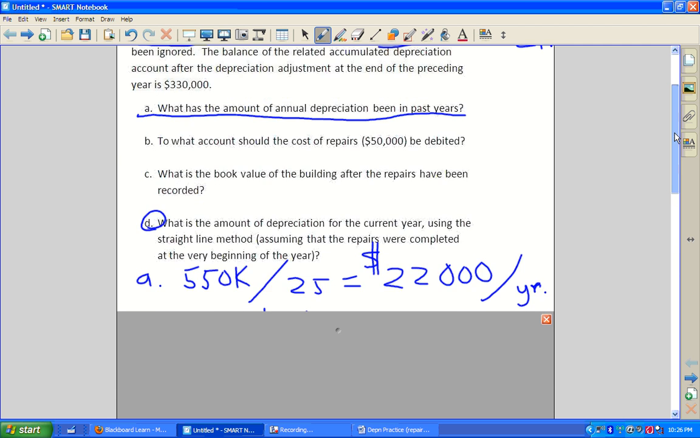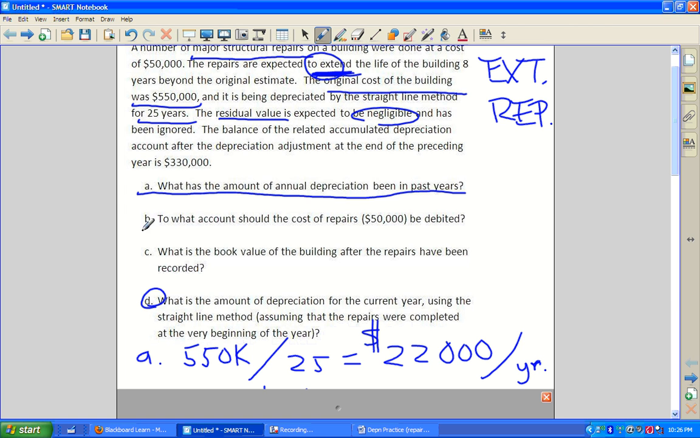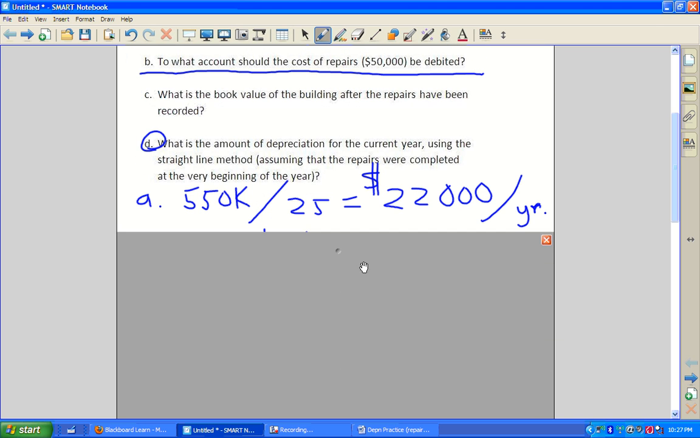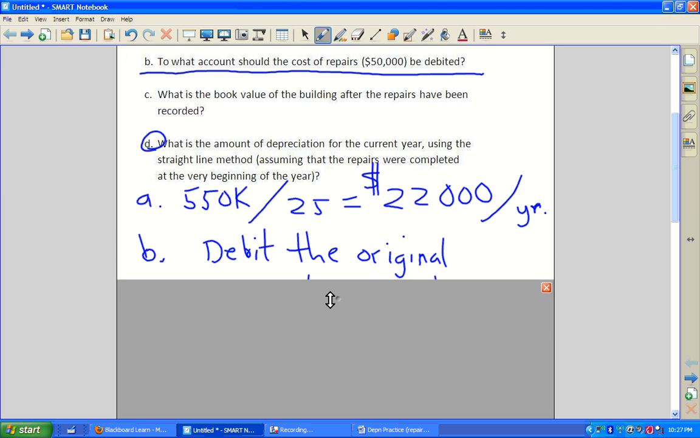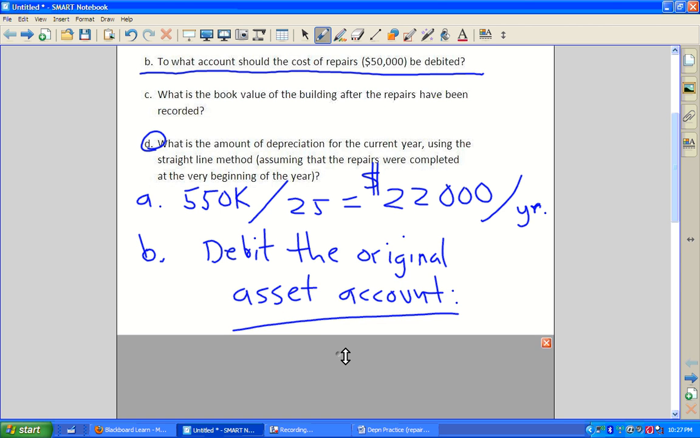Okay, straightforward. Part B, to what account should the cost of the repairs be debited? Well, if you look in your book on page, I believe it's 337, it talks about extraordinary repairs as we did in the lecture, and you could do it either way. You can actually debit the actual asset account. Some accountants like to debit the accumulated depreciation account. Either way, the effect is the same, so it doesn't really matter.